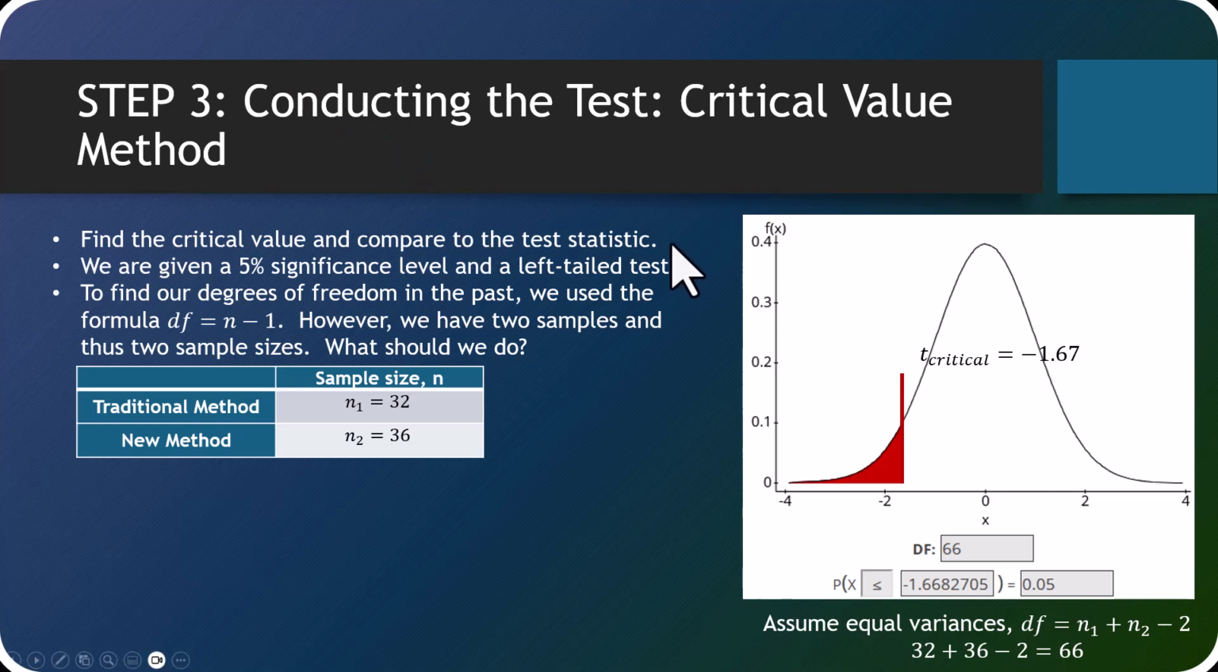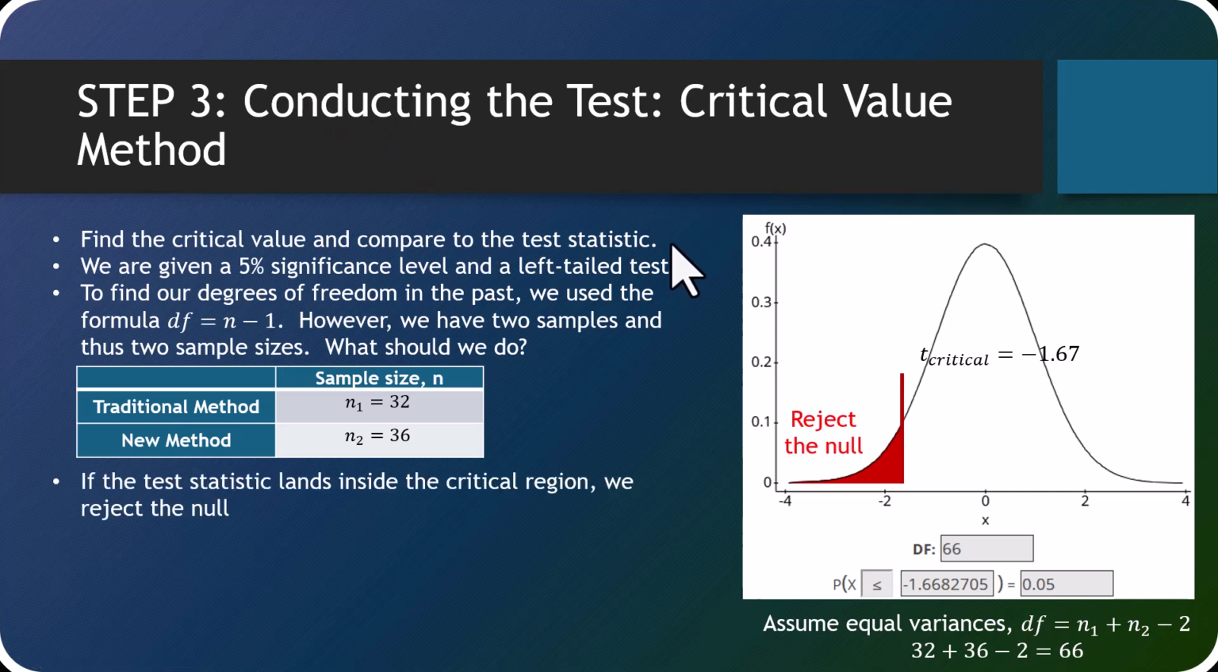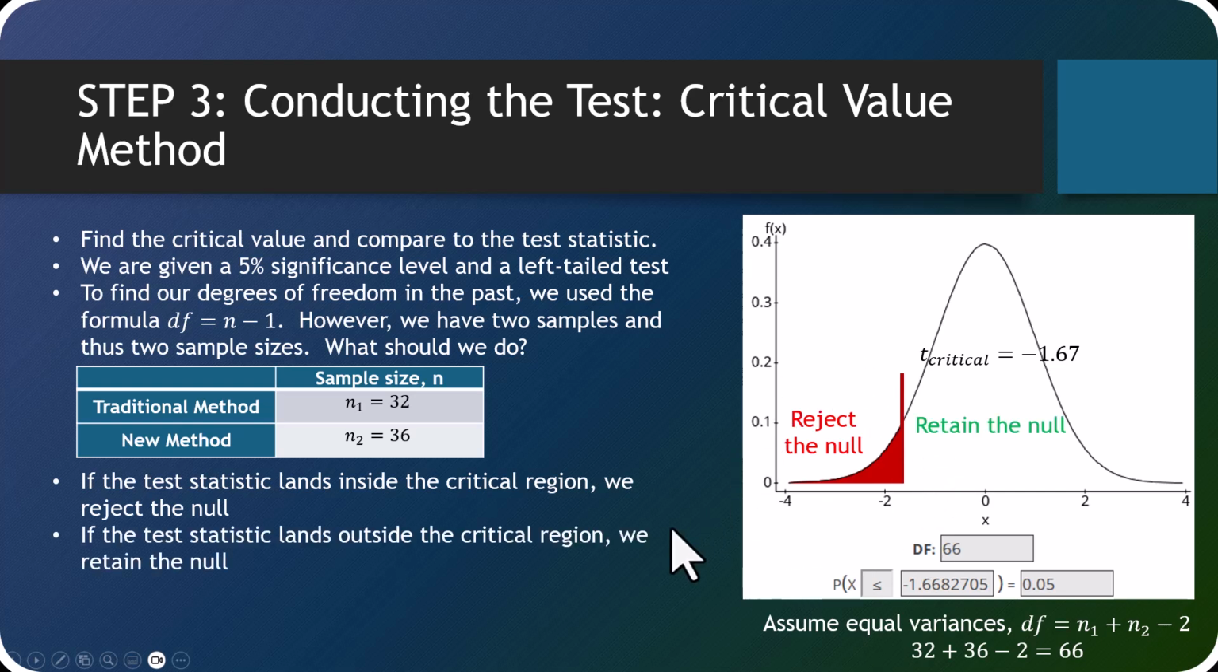Okay, so now what do we do? Well, let's just review what the critical value method entails. The critical value method says that if our test statistic lands in this shaded critical region, then we will reject the null. And if it lands outside of the critical region, in the unshaded area, then we are forced to retain the null.